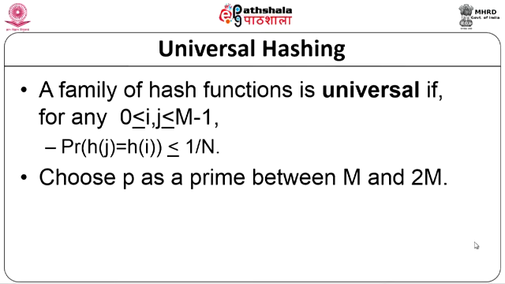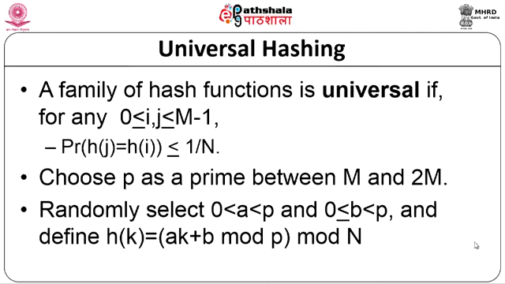Choose p as a prime between m and 2m and randomly select a, where 0 less than a less than p, and b, and define h of k equal to a k plus b mod p mod m. So, this is one method where p is a prime between m and 2m. Remember, m is the size of the table and 2m is twice that. So, between those two you choose a prime value, and choose a and b, and then you decide the h of k.